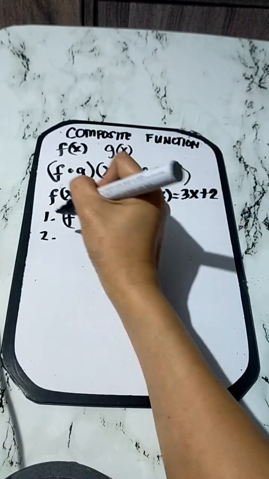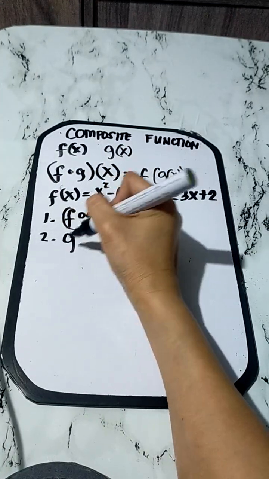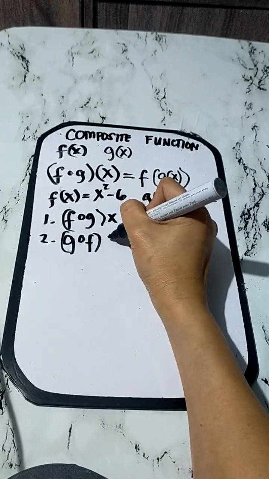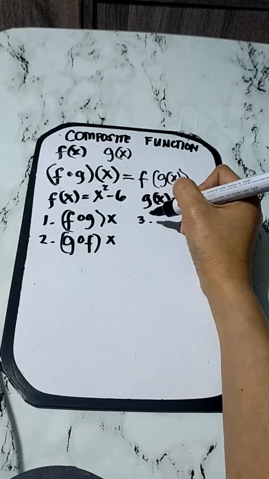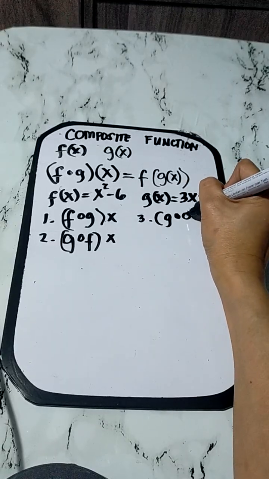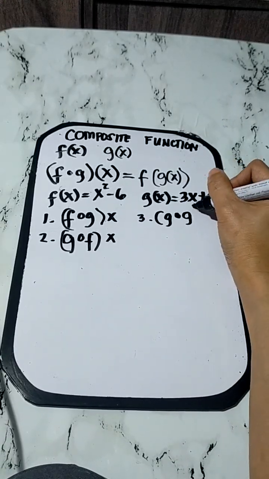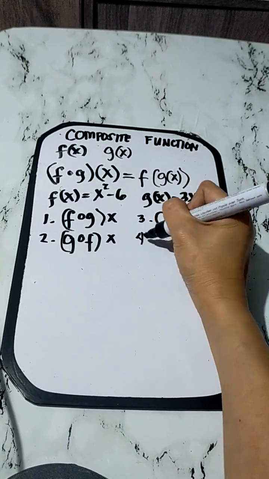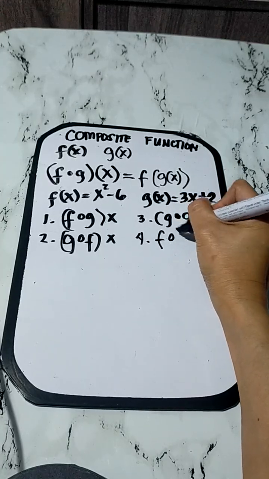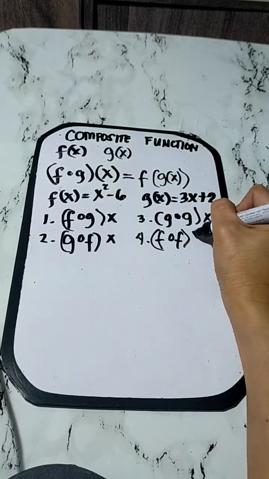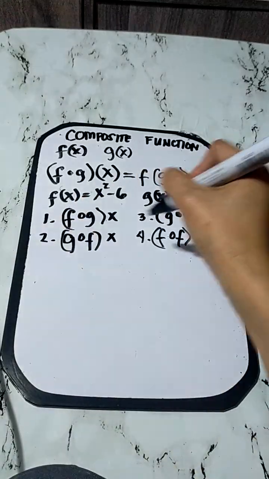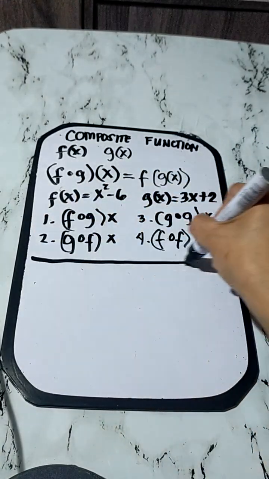Second, we find g composed of f of x. Third, g composed of g of x. Fourth, we are going to find f composed of f of x. Let us first solve number 1.